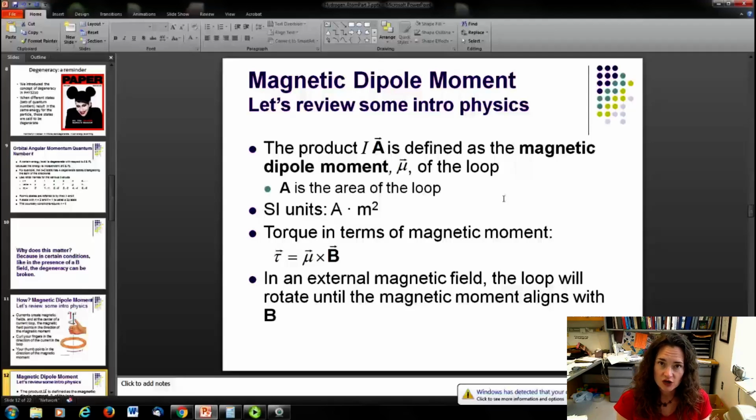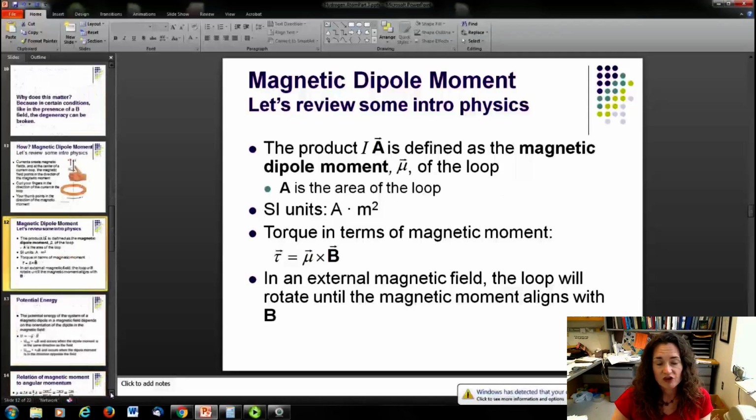The magnitude of the torque is equal to the cross product between your magnetic dipole moment and the magnetic field. This is all basic Physics 1151. If you need a refresher course, you can Google it or go to HyperPhysics or something like that and catch up. But this was all covered in Physics 1151. So we've got our magnetic dipole moment. In the presence of an external magnetic field, it rotates.